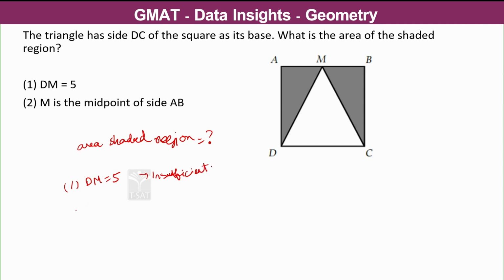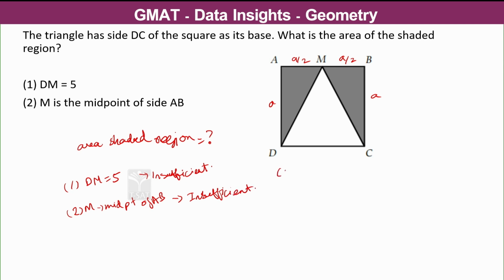Let us look at statement 2. Statement 2 tells us that M is the midpoint of side AB. Okay. So, we can say that if each side of the square is A, then this will become A by 2 and this will become A by 2. But still we do not know anything about any of the lengths. Therefore, this is insufficient as well. This piece of information is insufficient to answer the question.